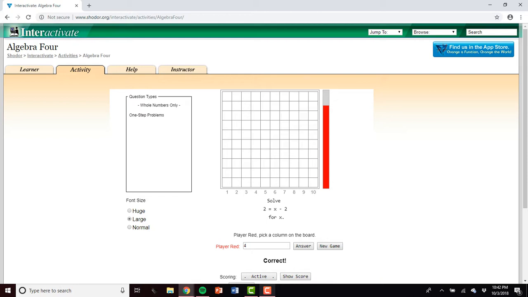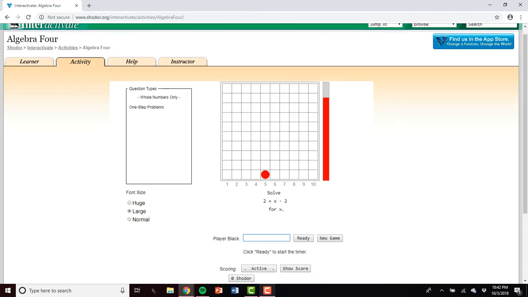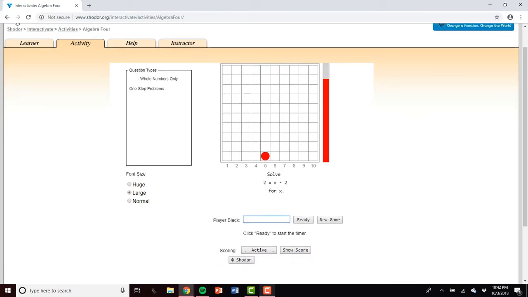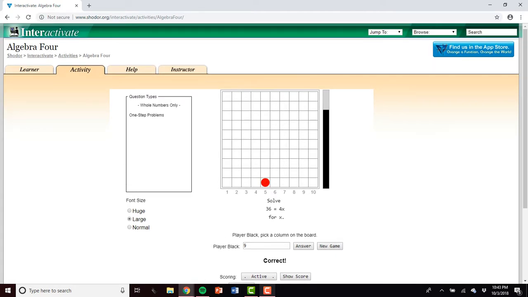And at this point, I can pick a column to put a piece down. And now player black. So this is the other person that's playing, the opponent of player red. So we have 36 equals 4x. So just do it in my head real quick. That should be equal to 9. Answer that, and got it correct. So I can put it down here.